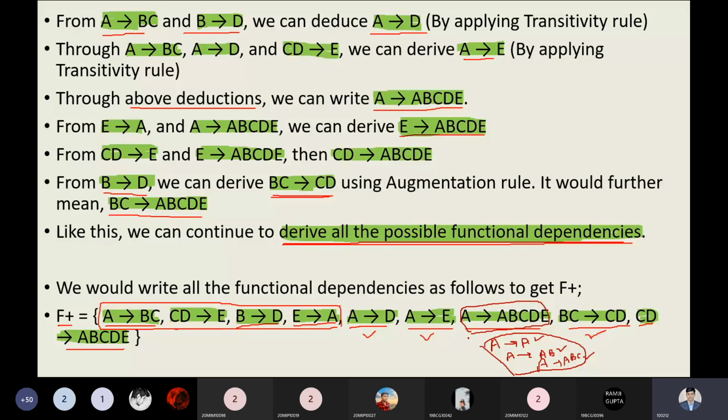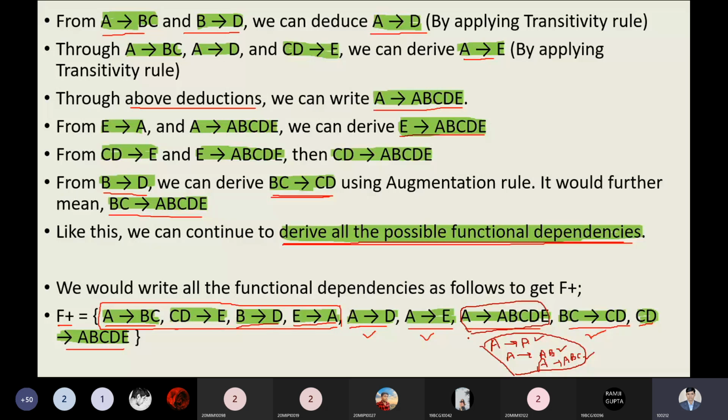Is it clear so far? A determinant to A B you can write, but just let me know from where you are getting it. If you are proving or justifying this, A determinant to A B, I am getting it like this. So that is the point.